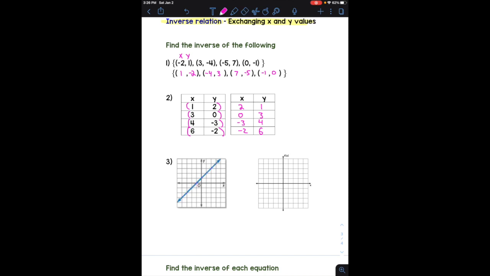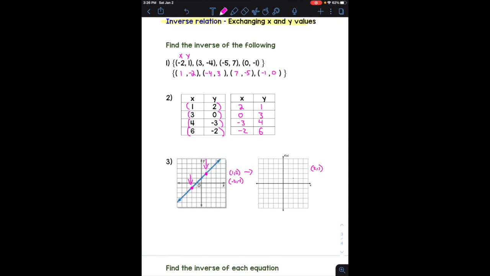So I'm going to pick this ordered pair and this ordered pair. The first ordered pair I picked is (1, 2), and the second ordered pair I picked would be (-2, -1). What we're going to do is find the inverse of those 2 ordered pairs, plot them on the new coordinate plane, and then graph our line showing the inverse graph of that first graph that you see in number 3. So the inverse of (1, 2) will be (2, 1).